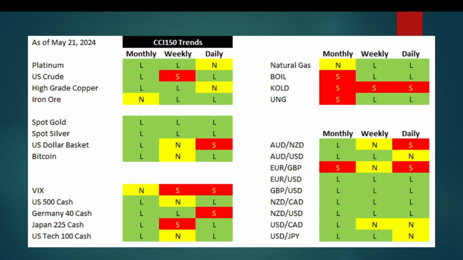On our heat map, you can see we've got various instruments we cover, and today we're looking at the world markets on the bottom left. Now on the monthly, on the CCI 150 trends, they're still predominantly bullish. There's a bit of a mixed bag on the weekly, and predominantly bullish as well on the daily, with the exception of the VIX and German DAX, which are bearish at the moment.